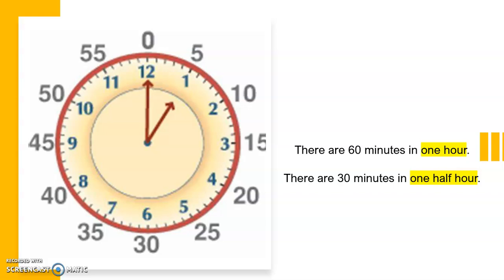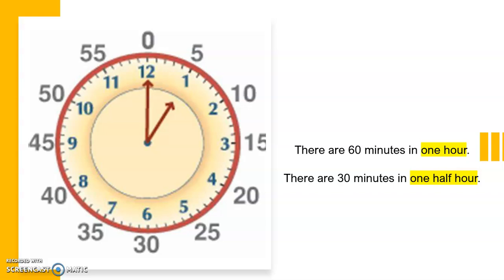Now here comes the tricky part. If we move that minute hand to the 12, after we say 55, we would say 60. We're starting all over again. So from the 12 all the way around the clock, if we count by 5s, we will see there are 60 minutes in 1 hour.